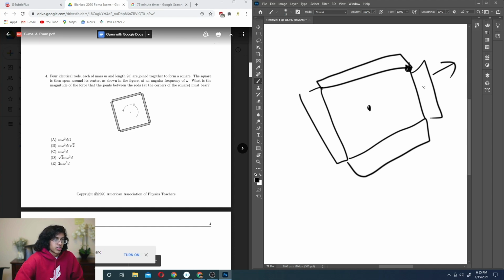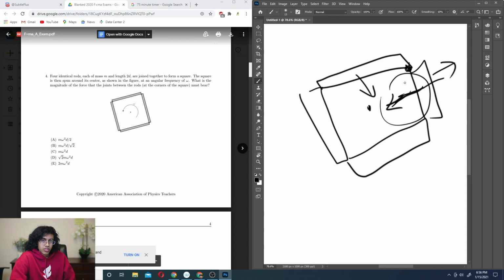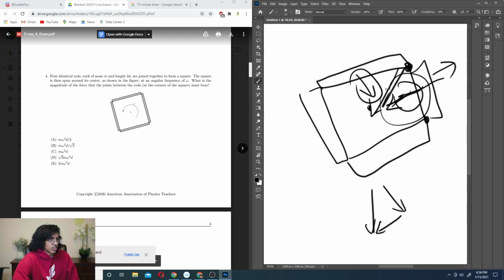So essentially we could find the centripetal force that needs to be exerted on each rod, and the force needed on this one is going to be distributed between these two joints. So we add up half of this force and half of this force, but we have to vector add them, because you're adding this vector plus this vector, and you get something like that. So the joints are going to go this way.